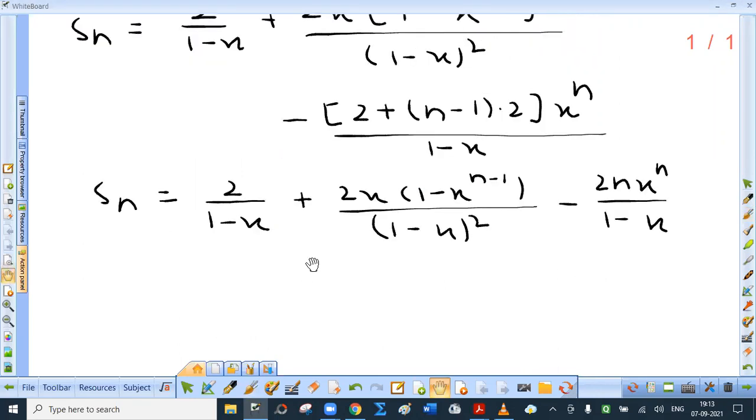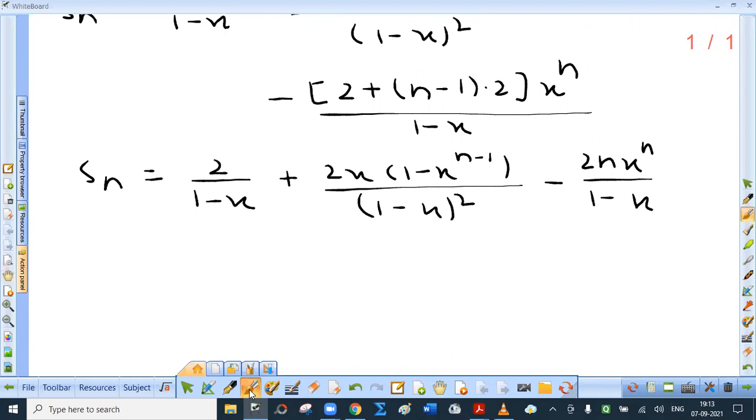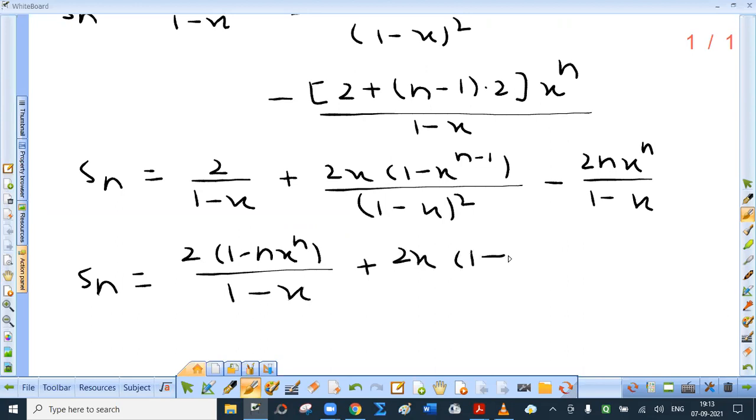Now, can we say that this is the final answer? Or should we consider the first and third terms and take LCM as 1 minus x? So the numerator, I'm omitting one step, is 2 minus 2n into x raised to n. If I take 2 common, then it is 1 minus nx raised to n. Please check this. Upon 1 minus x plus 2x into 1 minus x raised to n minus 1 upon 1 minus x bracket square. Let's check this.